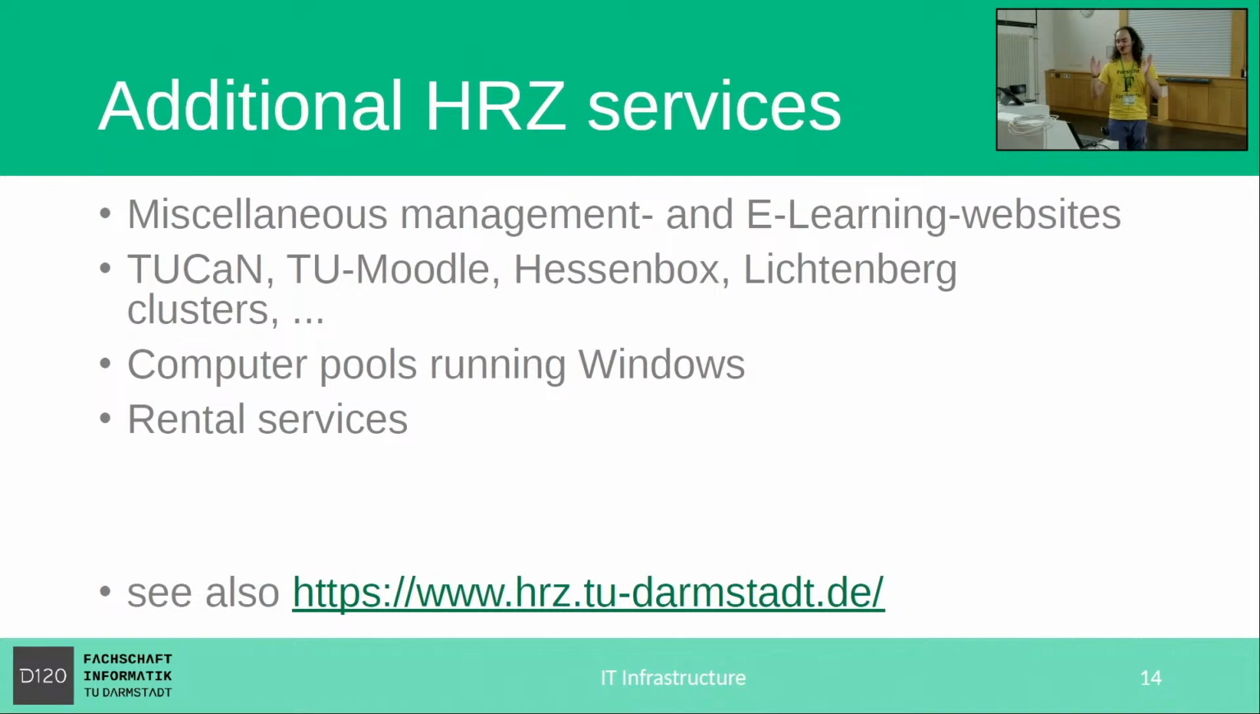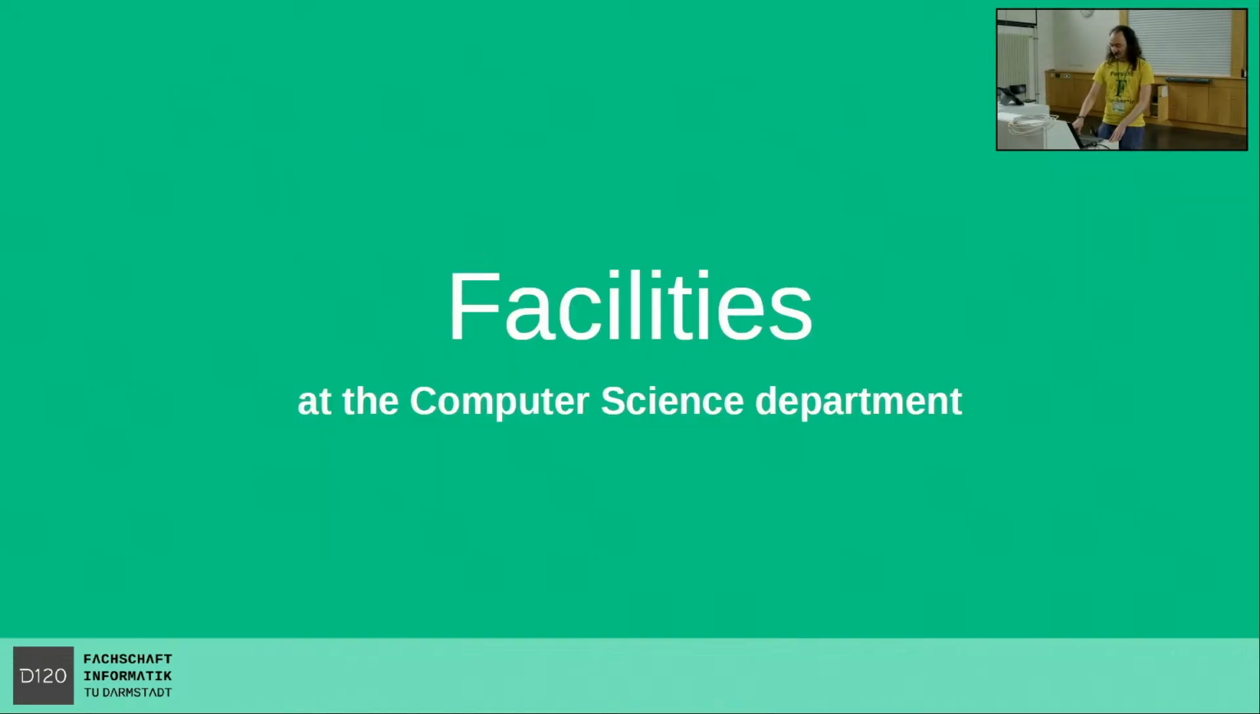HRZ has also a myriad of other stuff like TUCAN, the Campus Moodle, Hessenbox, which is a file sharing service with 20 gigabytes of free storage. It's privacy-wise better than Dropbox. Lichtenberg high-performance computing clusters, and so on.